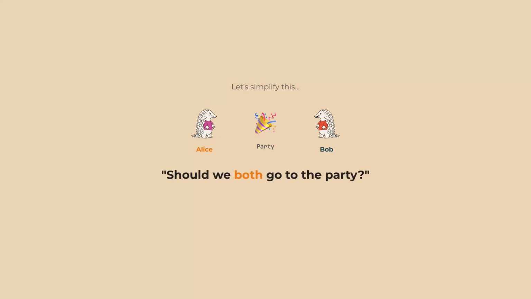Let's simplify this to something smaller. Alice and Bob are deciding whether to go to a party together. The rule is simple. They only go if both of them want to. But here's the catch. If one of them says no, they don't want the other person to know. They want to keep their answer private.